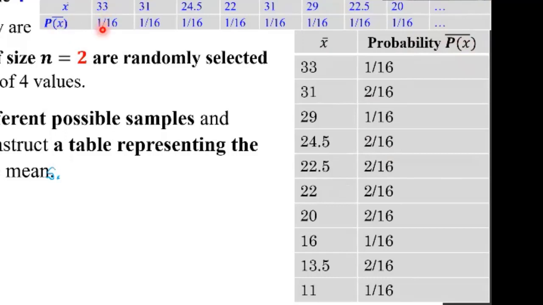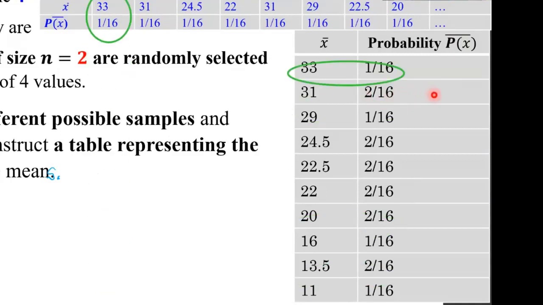If you look at 33, the answer is 1 over 16. But 31, take a look. We have 1 here. We have 1 here. So take a look at how it becomes 2 over 16. Needless to say, 2 over 16 is the same as 1 over 8. I don't want to write it as 1 over 8. I want you to see where they come from.